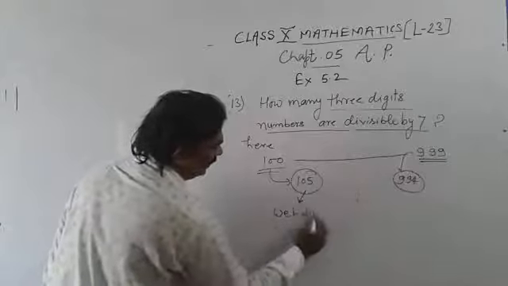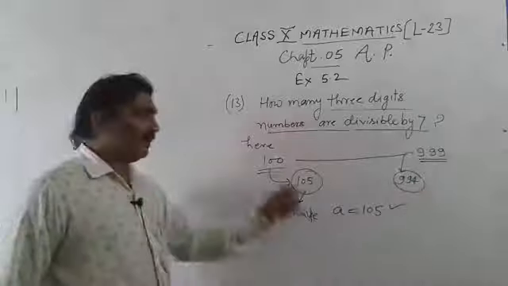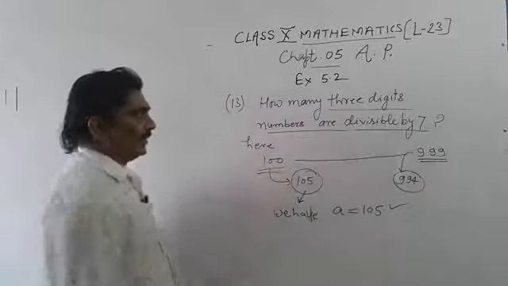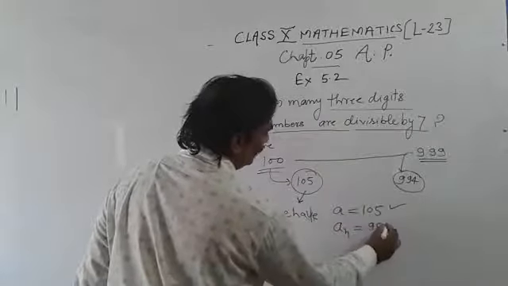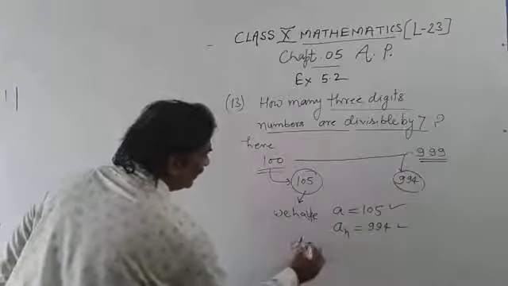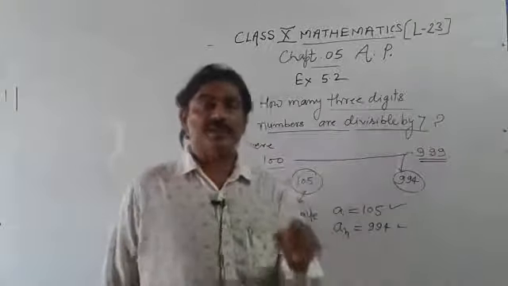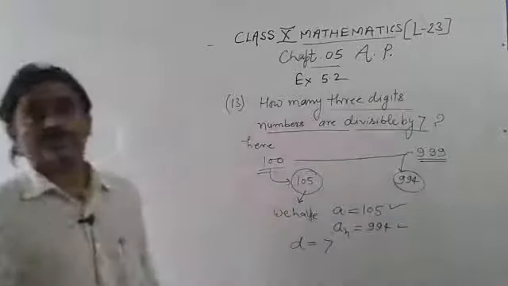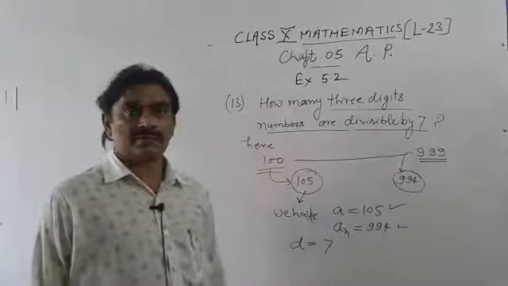So here in this AP, A is 105. This is the beginning of the 3 digit numbers which are divisible by 7, and AN is equal to 994. Okay students, and now how will you find D? D means common difference. You know the numbers must be divisible by 7, so 7 is the common difference. Now we have to find how many 3 digit numbers there are.